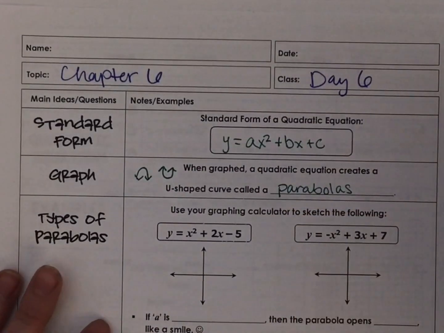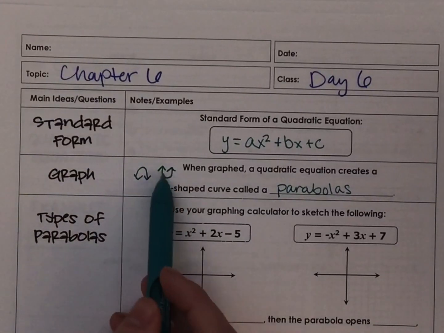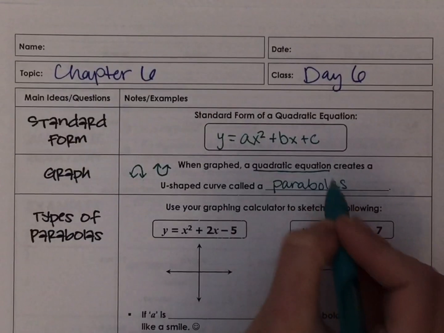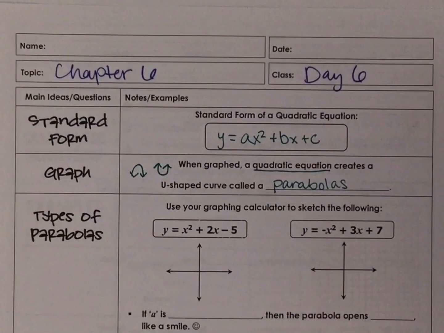So you might want to say that to yourself while you're at home watching this. Parabola, parabola. That's how we say these graphs that are U-shapes for our quadratic equations. So a quadratic equation creates a parabola. And so there's different types of parabolas. They all look a little bit different.